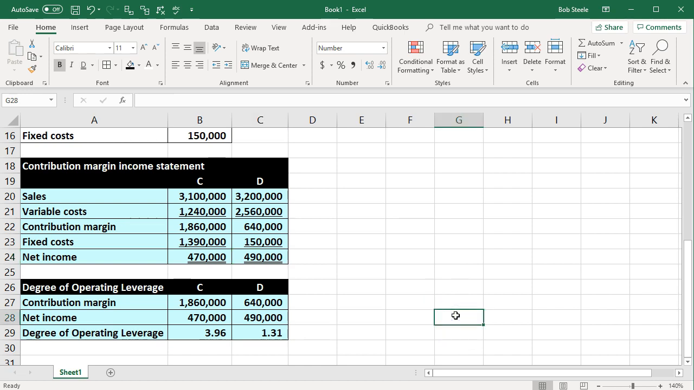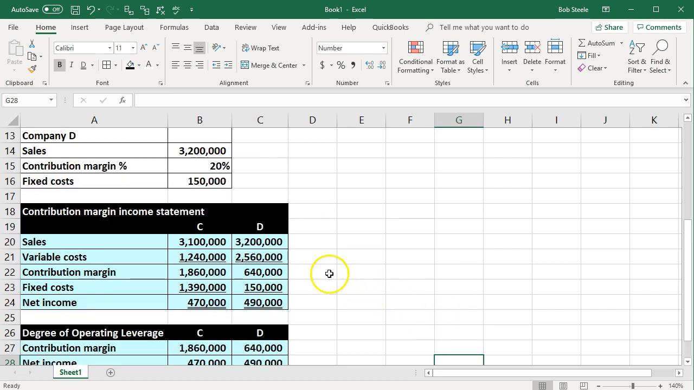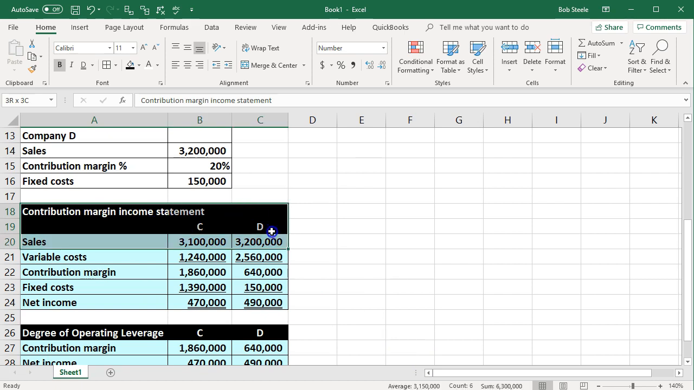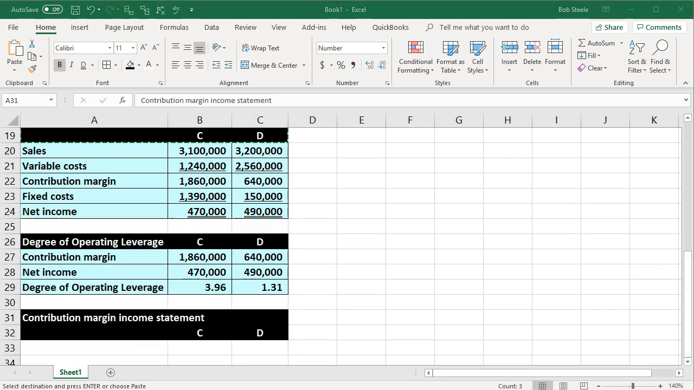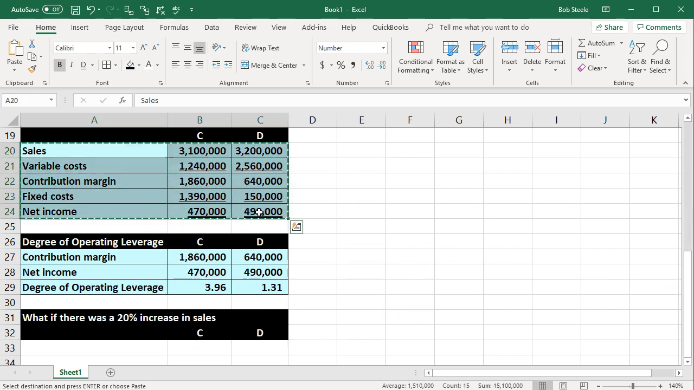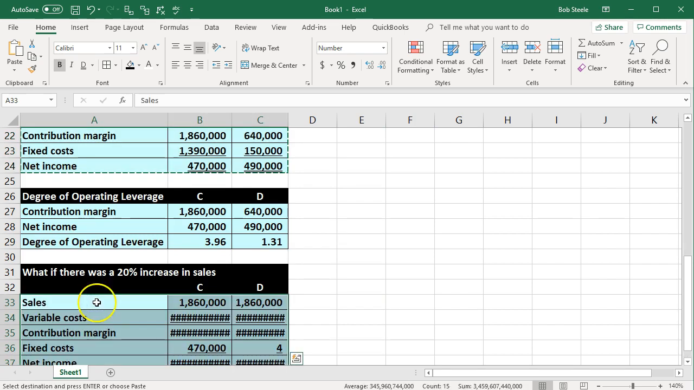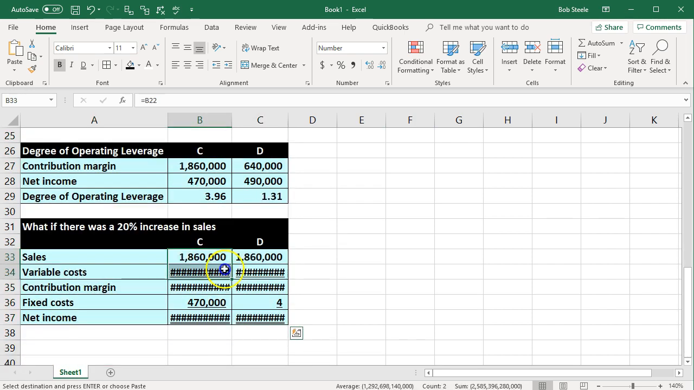Well, one way we can do that is to do the entire contribution margin income statement again with this increase in sales. So in other words, we could just say, let's copy this whole thing and bring it down. So this will be the header, except that now we're going to call it a 20% increase in sales. I'll copy this, put it down here, but then I'm going to delete the numbers.